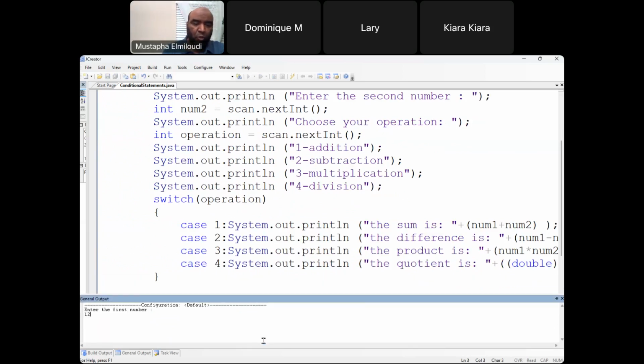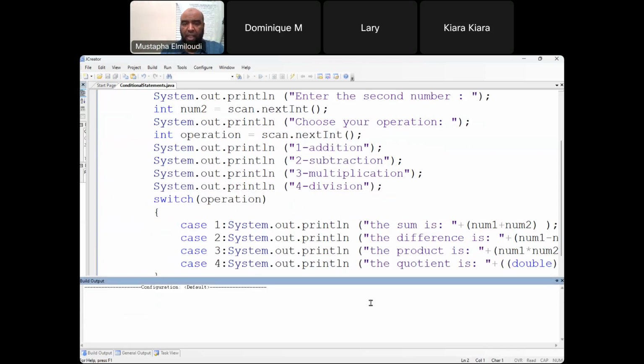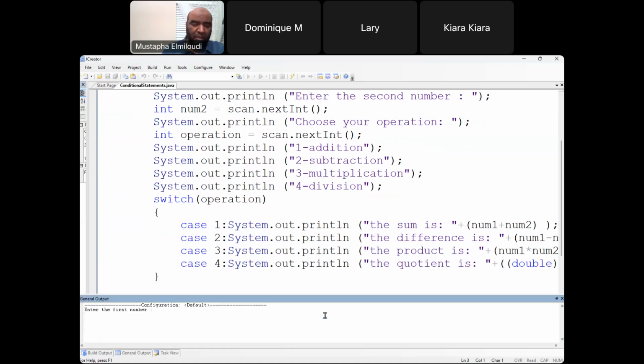So 12, and then let's see, 7. If I want number 1, which is addition, it's going to execute addition and stop, exit. Look, see, only the first one. The sum is 19, which is the case. Let me try it for the difference. It's going to execute the difference and then exit the switch statement immediately. So I'm going to put 12, 4, and then number 2. See, it shows only the difference, then exits.